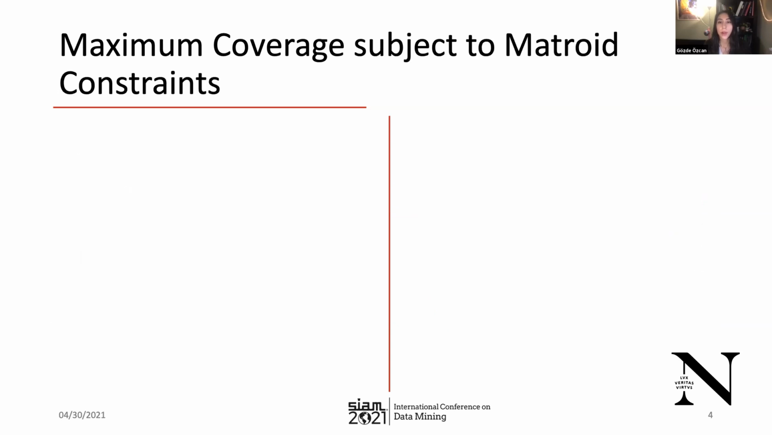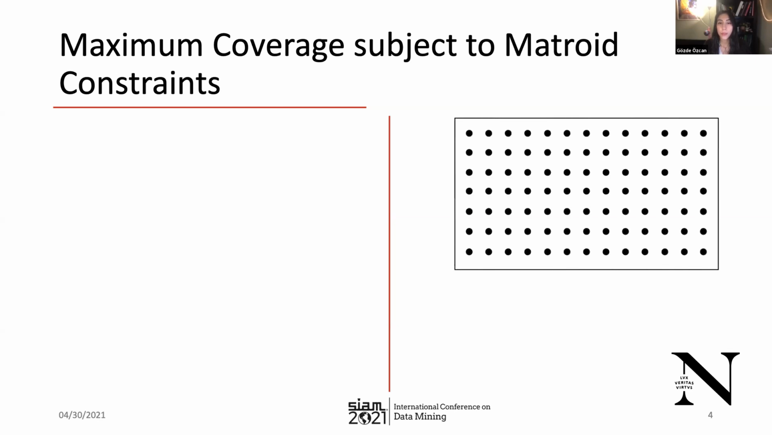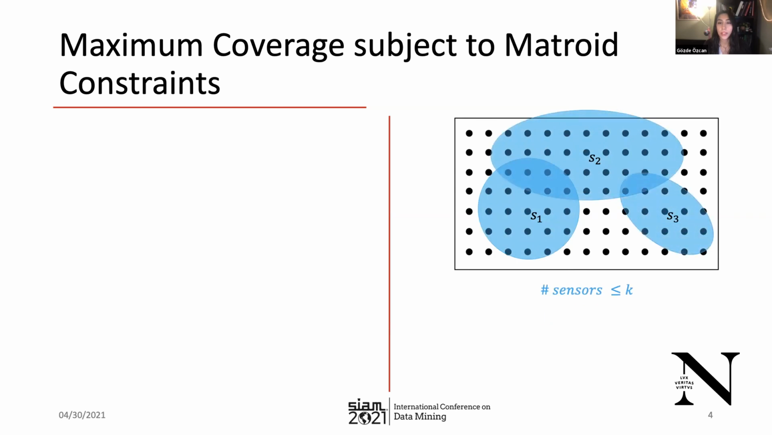Submodular maximization problems can have different constraints. For example, in the same coverage problem, limiting the total number of sensors we can place by an integer k would be an example of a maximum coverage problem subject to a cardinality constraint. This can be expressed formally as follows.